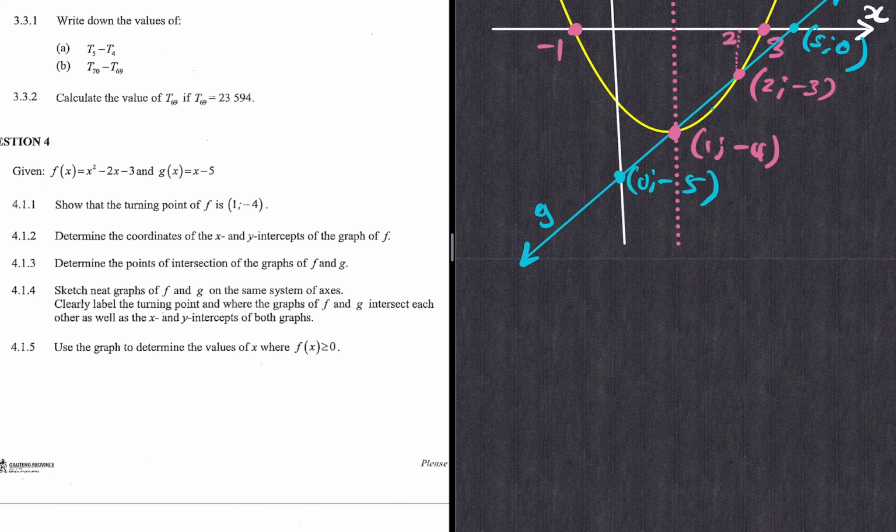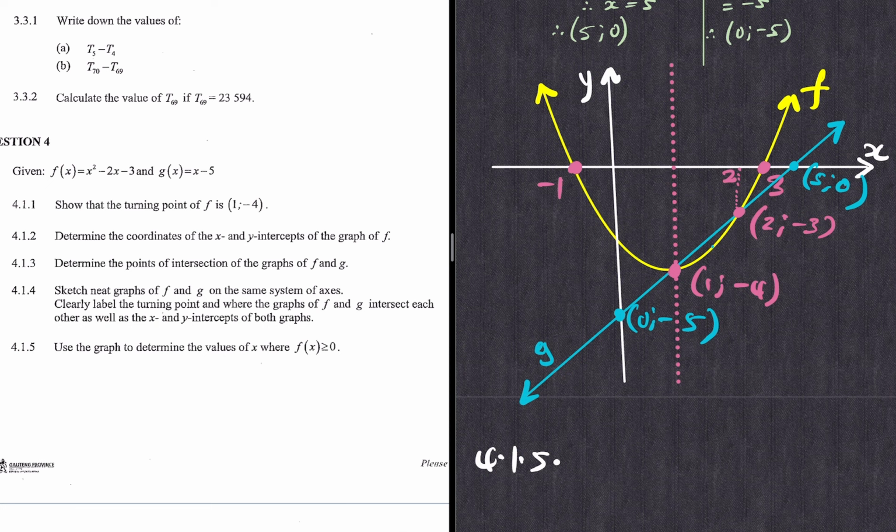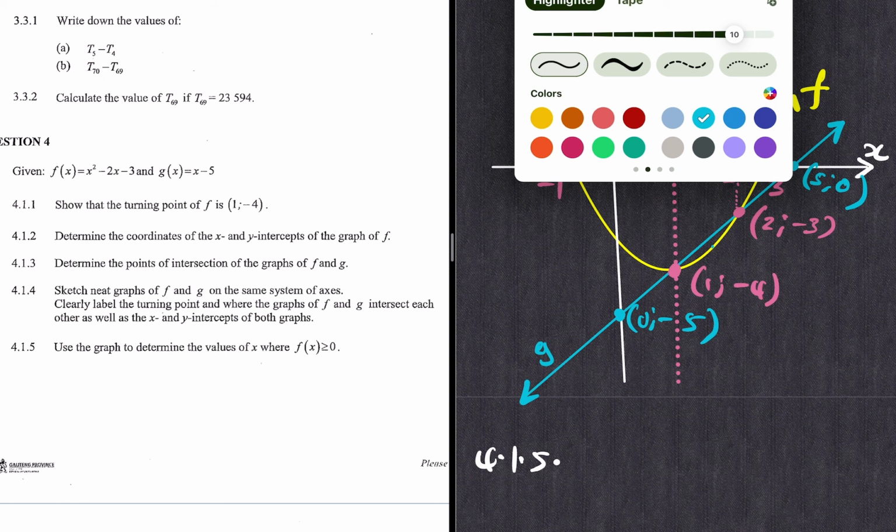Okay. Now we have 4.1.5. They say to use the graph to determine the values of x where f is bigger than 0, or is above the x-axis. So where is this graph positive or above the x-axis? You need at least the knowledge of algebra and inequalities. This graph is above the axis in that region. I can shade it. Let me just shade it for you.